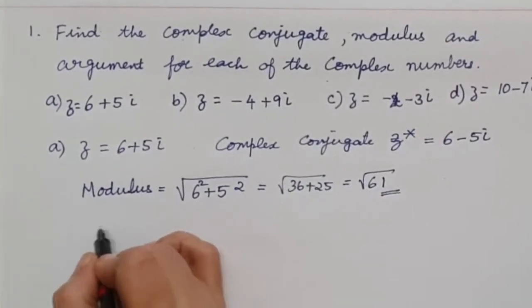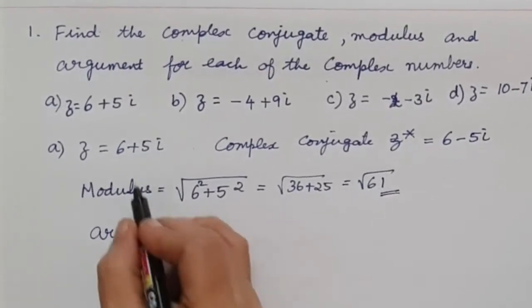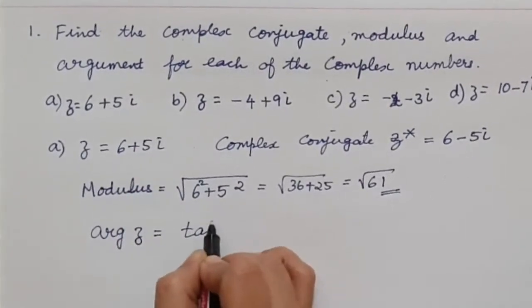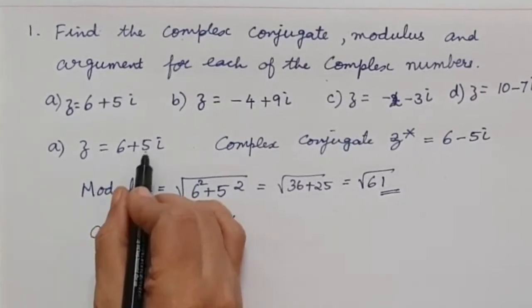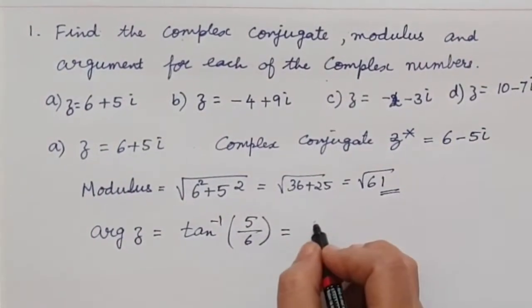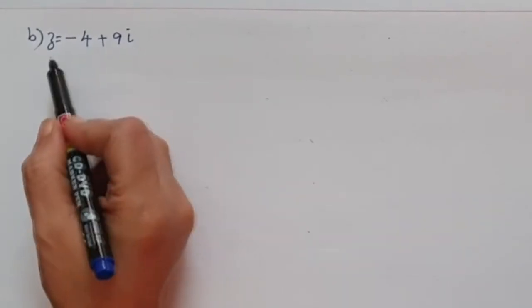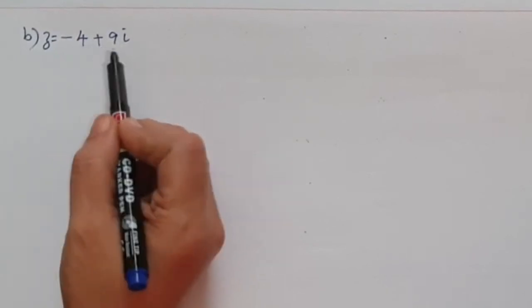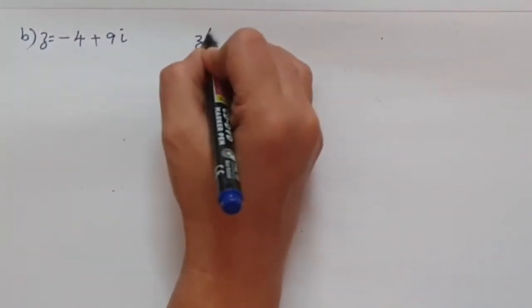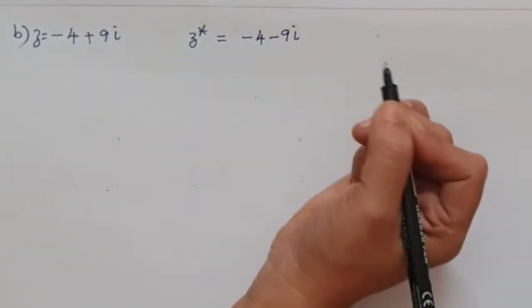Then the argument of z will be equal to, it is in the first quadrant, both positive. So we directly do tan inverse of y over x, that is 5 over 6. We just get our answer as 0.695. Then our b part is z equal to minus 4 plus 9i. So our complex conjugate is z star will be equal to minus 4 minus 9i.